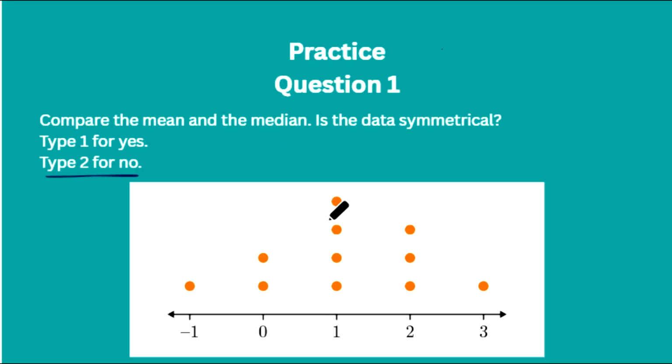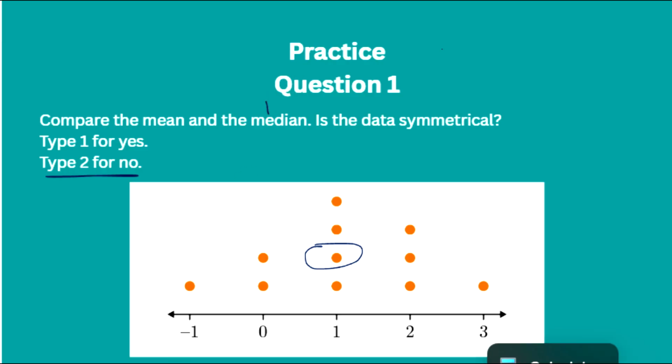1, 2, 3, 4, 5, 6, 7, 8, 9, 10, 11. Okay, 11 divided by 2 gives us 5.5. 1, 2, 3, 4, 5. We want right here. We can't have it, so we'll take that one, which means the median is 1.